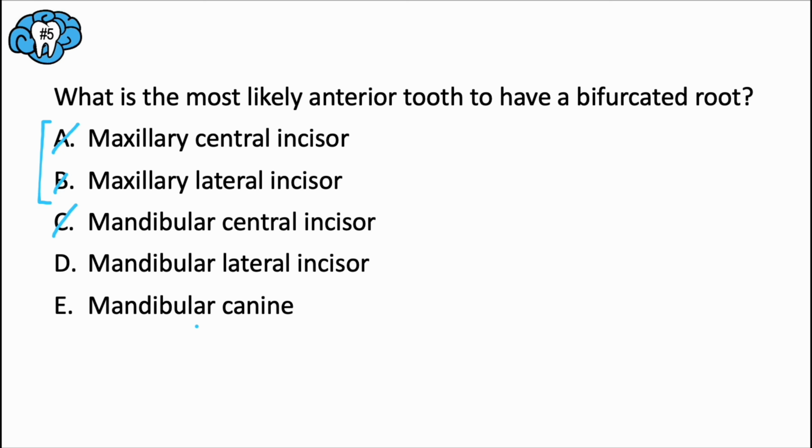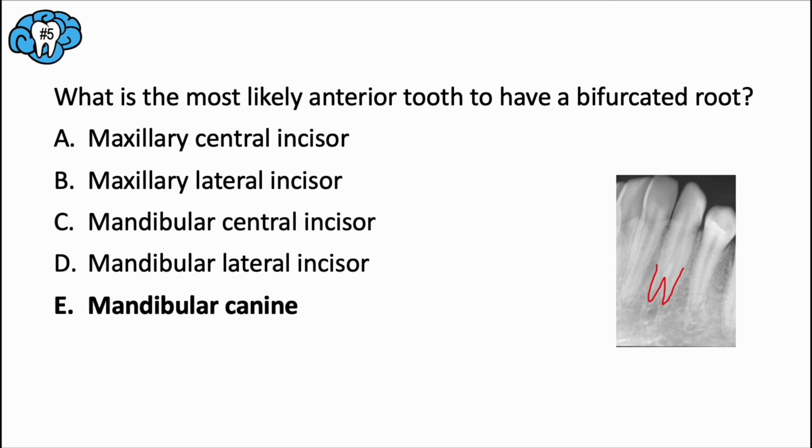The mandibular canine does have a very deep distal root flute, and therefore it's the most likely anterior tooth to have a bifurcation. So the answer to this question is E, and this is the x-ray that I had shown in the video covering the mandibular canine.